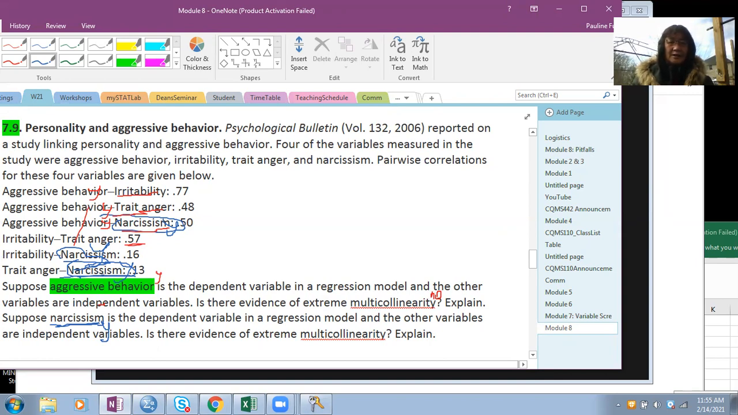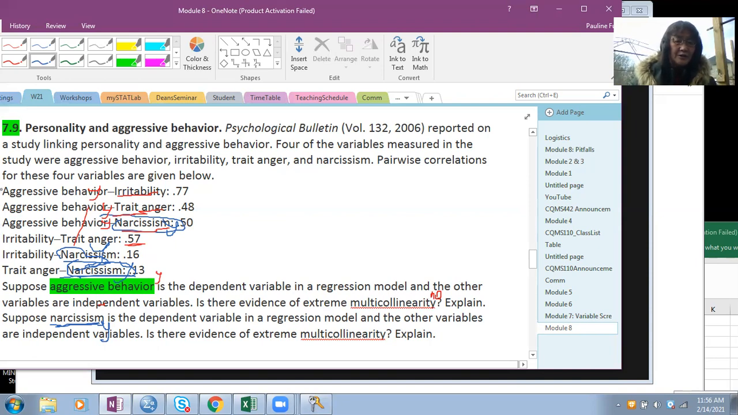And now let's look at the correlation among those three X. The first pair is irritability and trait anger, that is 0.57, which caused a little bit of concern. And then we think about irritability and aggressive behavior. This is 0.77. Hey, my doggy. Okay, sorry for my little doggy. He wants to get into the house.